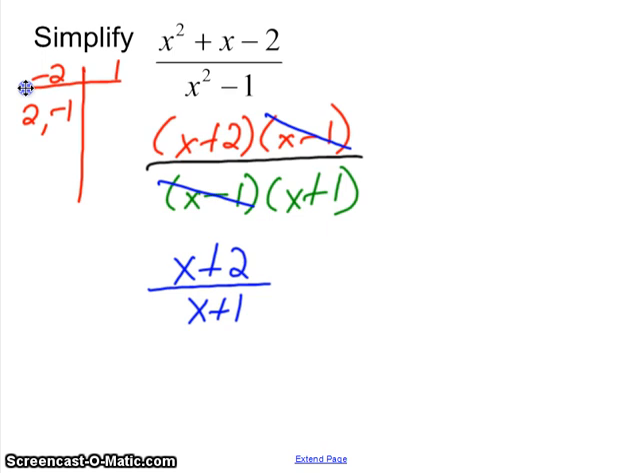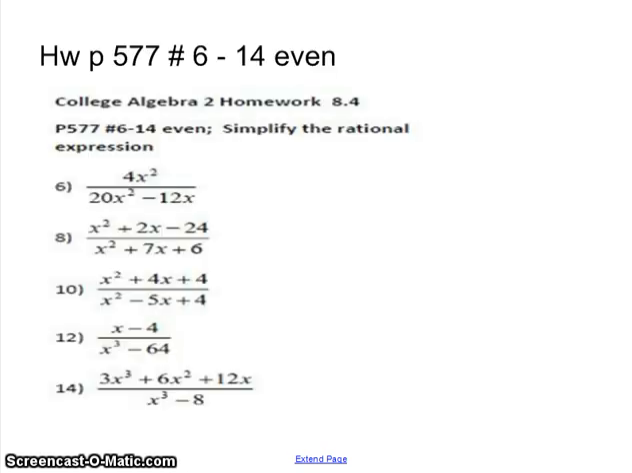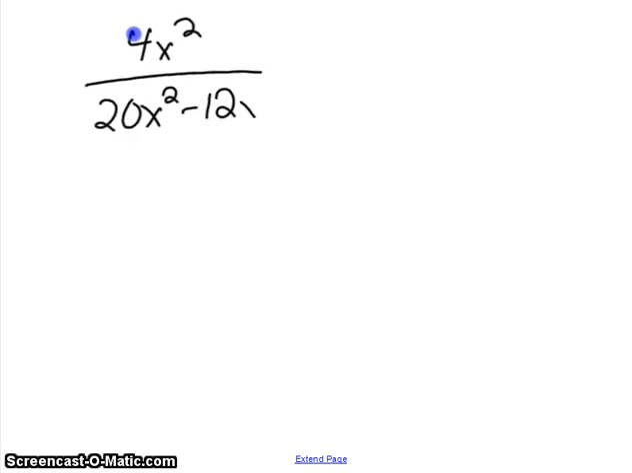I want to show you one more example. This is actually going to come from my homework, problem number 6: 4x squared over 20x squared minus 12x. And I realized after I prepared these materials that maybe you might need to see an example with a monomial. In this case, the numerator is a monomial. It only has one term.